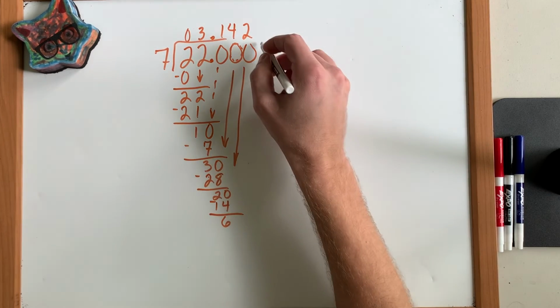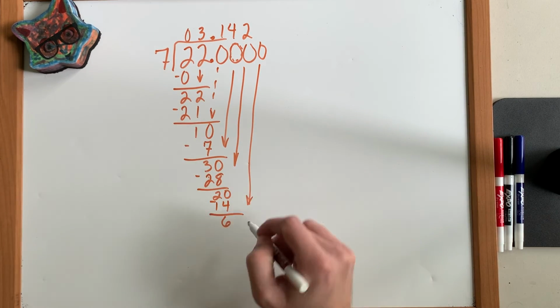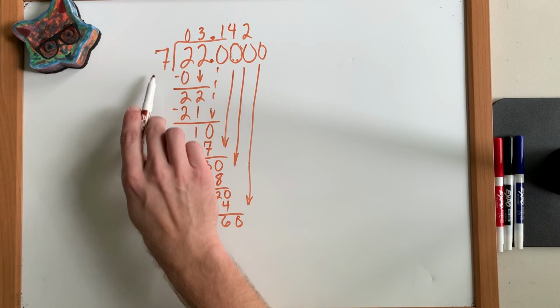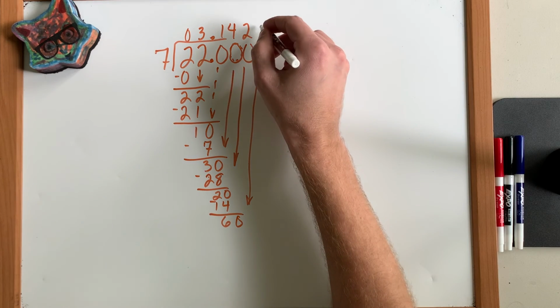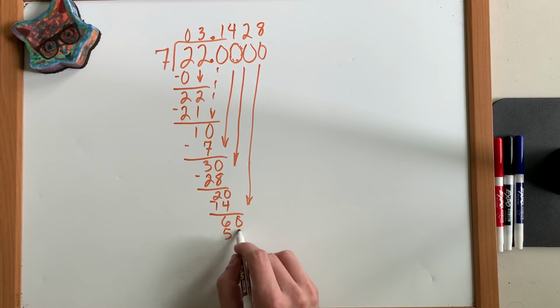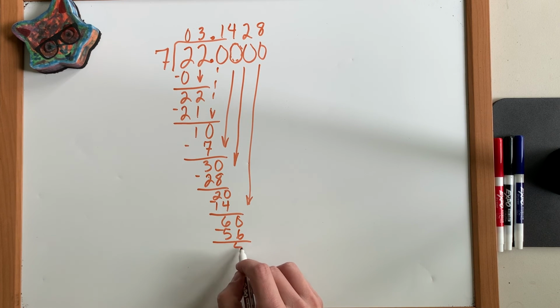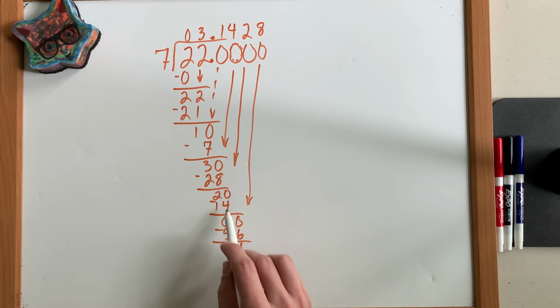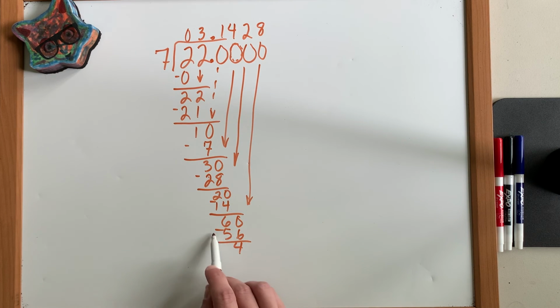I get a 6. Now look what's happening here. I've got an awful lot of zeros that I'm adding. 7 goes into 60 8 times. 8 times 7 is 56. And what I'm going to do is stop right here, because look what's happened. We have not been able to get to 0 after we subtract. We could keep doing this process all day long and it would never stop.